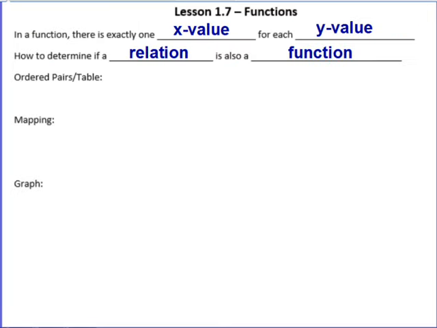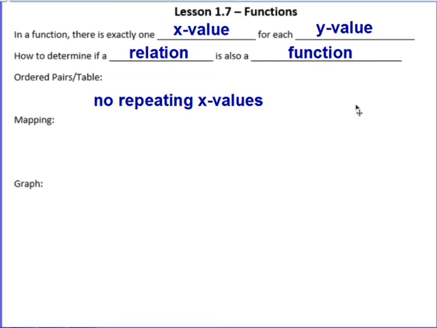So how do we decide if a relation is also a function? Well, it depends on what form it's given to us. Remember, we looked at 4 different ways that we could write relations: ordered pairs, tables, mapping, or graph. So depending on what form it's in is how you decide whether or not it's a function. If it is ordered pairs or a table, we're just looking for repeating x values. So look down your table. Is there any number that appears more than one time in that x column? If there is, it's not a function.